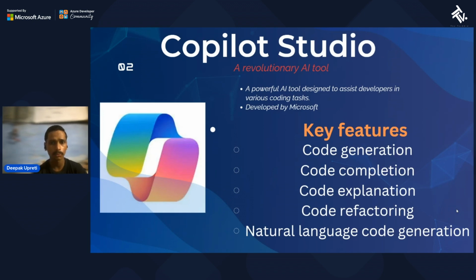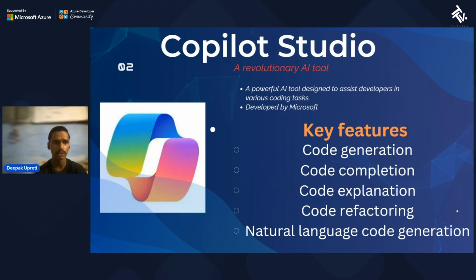So, what exactly is Copilot Studio? At its core, Copilot Studio is a powerful AI tool designed to assist developers in various coding tasks, developed by Microsoft. This tool leverages state-of-the-art machine learning algorithms to understand and interact with the code in a way that mimics human intelligence. Some key features of Copilot Studio include code generation. Whether you need a small snippet or an entire function, Copilot Studio can generate code based on your inputs and context. Second is code completion. It offers real-time suggestions as you type, helping you write code faster with fewer errors.